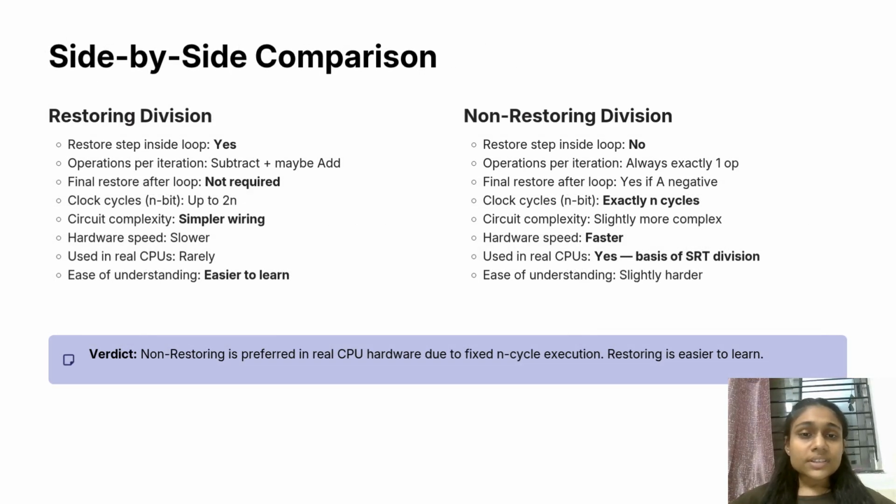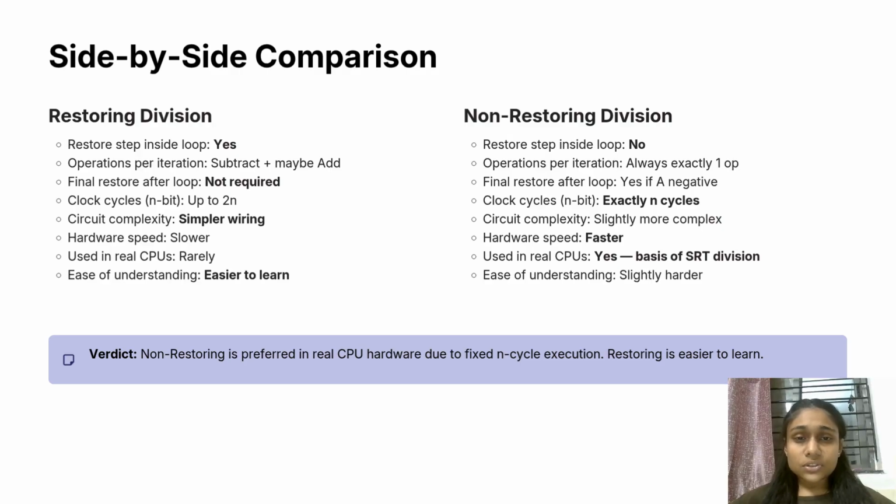In this slide, we do a side-by-side comparison between restoring division and non-restoring division. Let's start with restoring division. In this method, after every subtraction, we check if the result becomes negative. If it does, we restore the previous value by adding the divisor back. So inside the loop, a restore step is required. Because of this, each iteration may involve two operations, subtraction and sometimes addition.